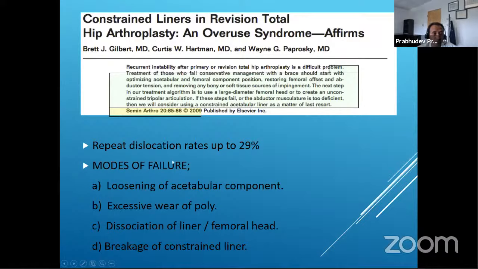but they should not be used indiscriminately, because these have shown that they have a higher risk of repeat dislocation up to 29%, and they can fail. The different modes of failure of these constrained liners can be loosening of the stabber component, excessive polyethylene wear, and they again can dissociate. The femoral head can dissociate from the liner, or even the breakage of the constrained liner can happen.